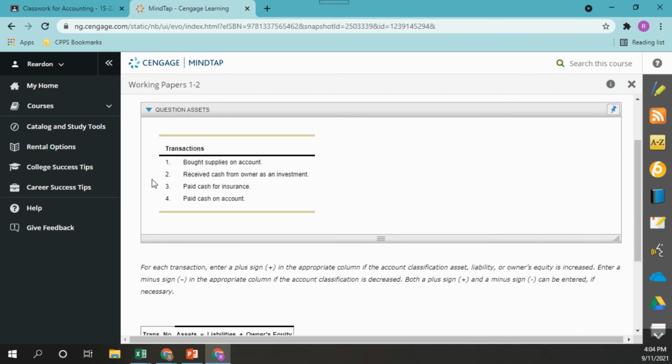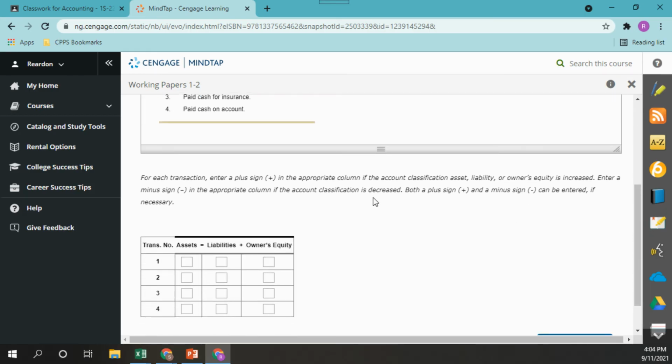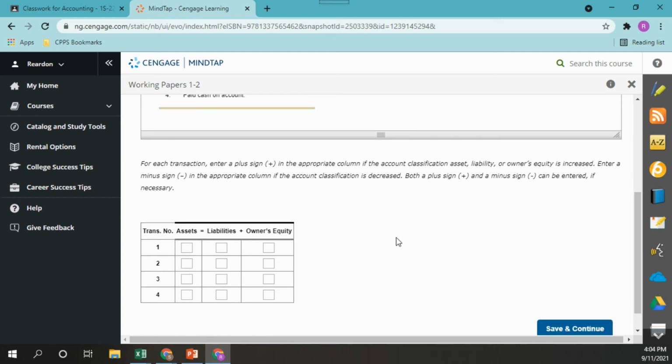And we have 4 different transactions. For each transaction, enter a plus sign in the appropriate column if the account classification, asset, liability, or owner's equity is increased. Enter a minus if it's decreased. Enter a plus and a minus if we have it on the same side, on the left or the right side. So first one is bought supplies on account. Well, I increased assets and I also increased liabilities, correct?